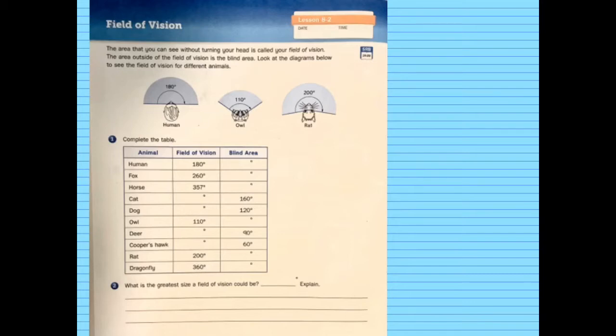So let's get started on our math journal page for today. I'm on page 274 in our math journal. Let's take a look. It says the area that you can see without turning your head is called your field of vision. The area outside of the field of vision is the blind area. Look at the diagrams below to see the field of vision for different animals.